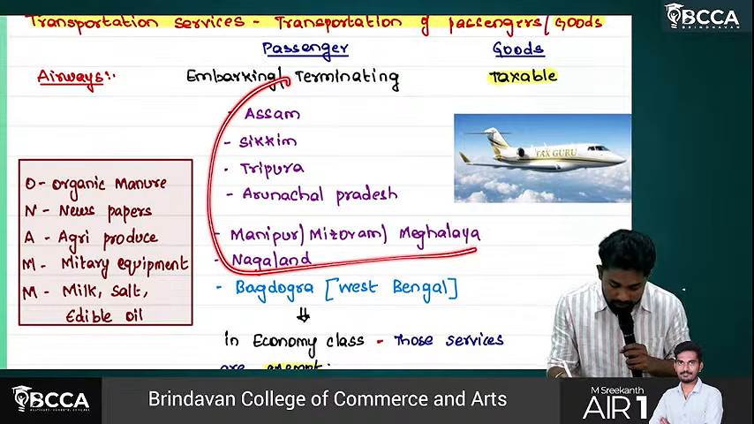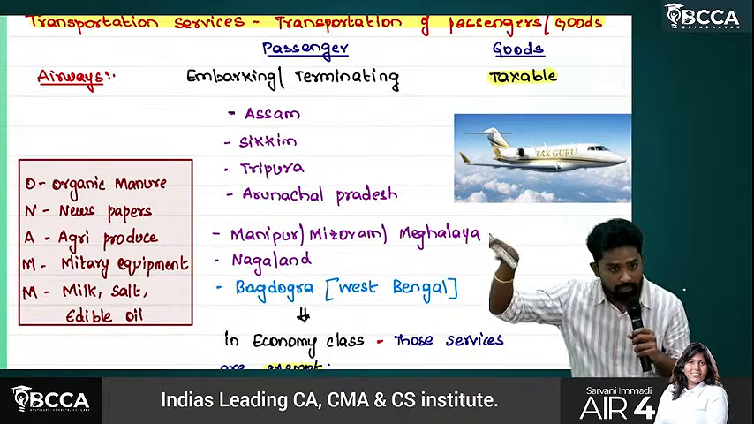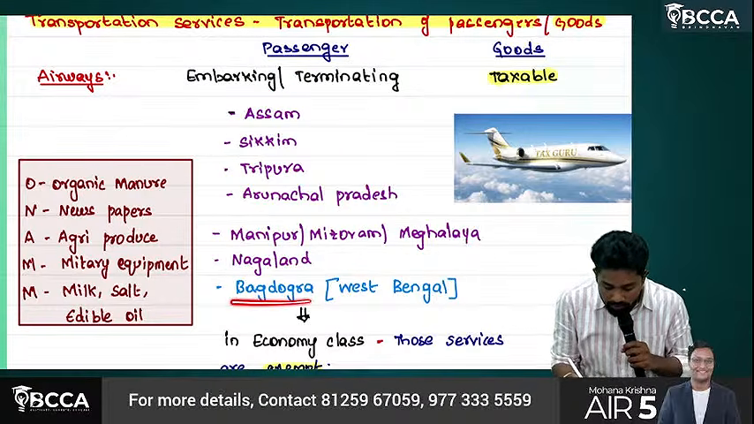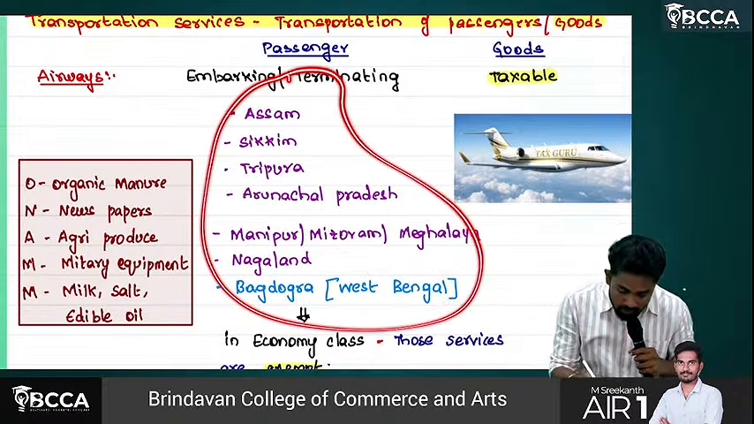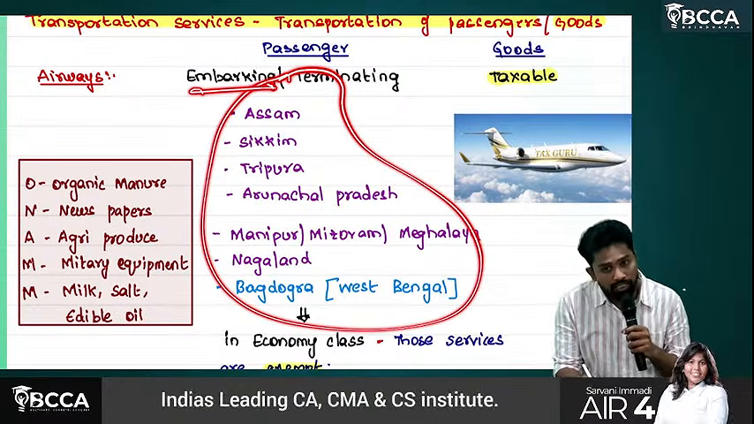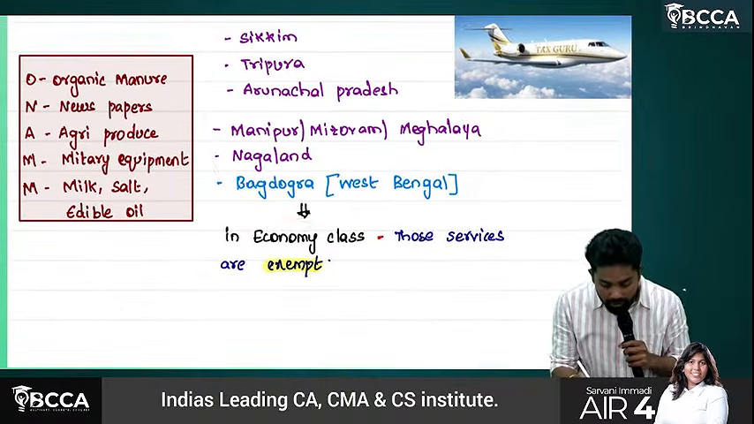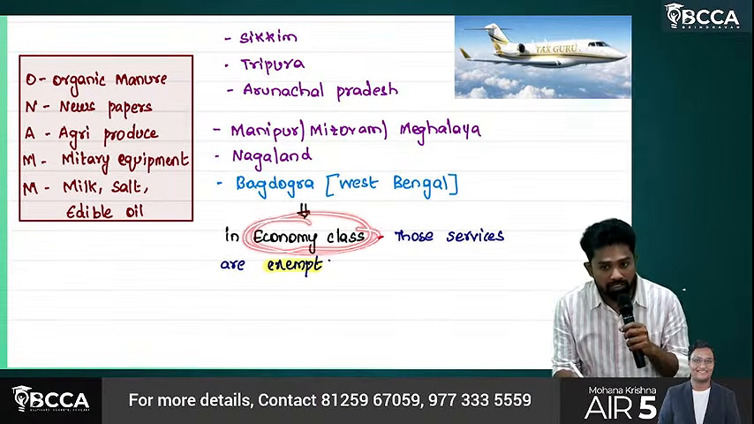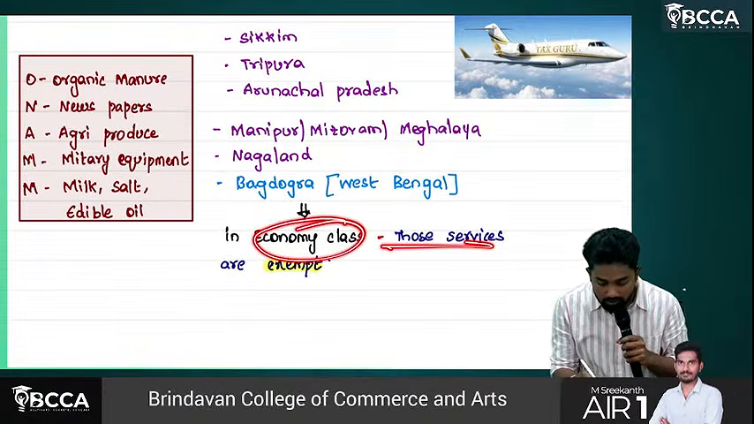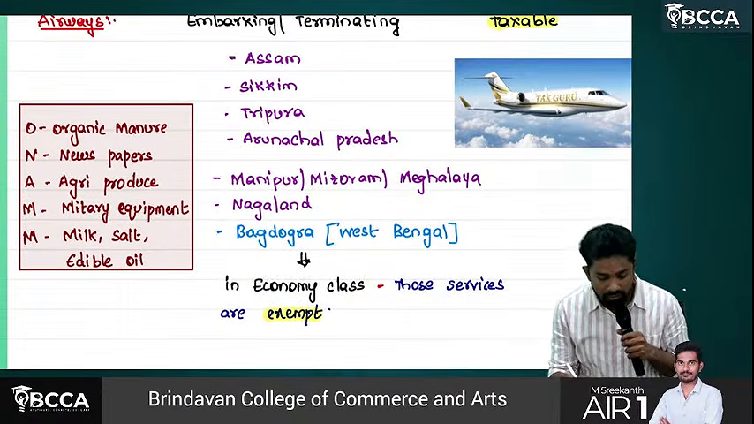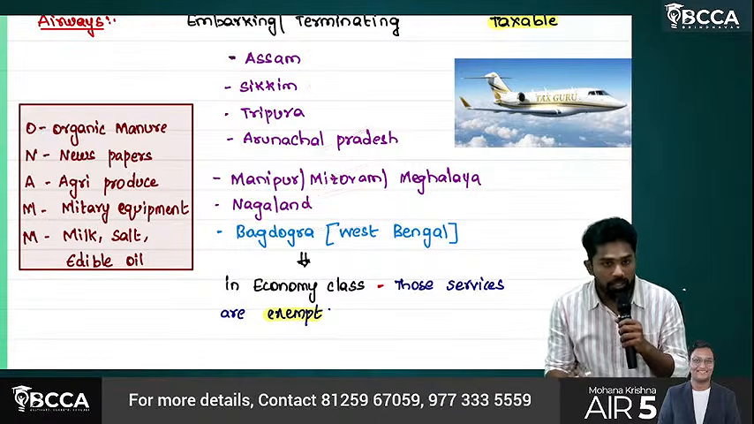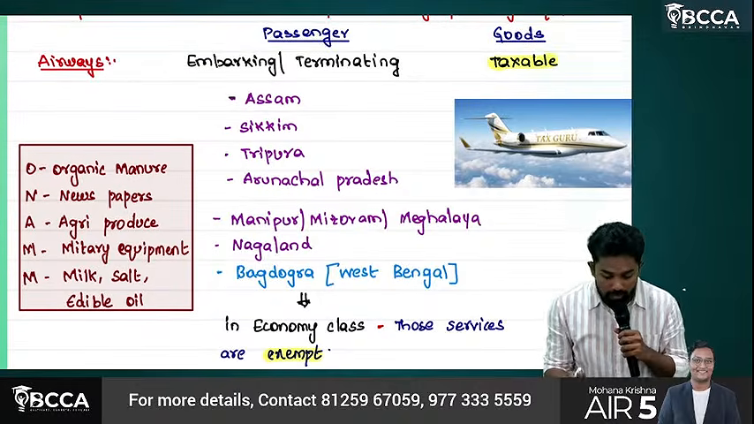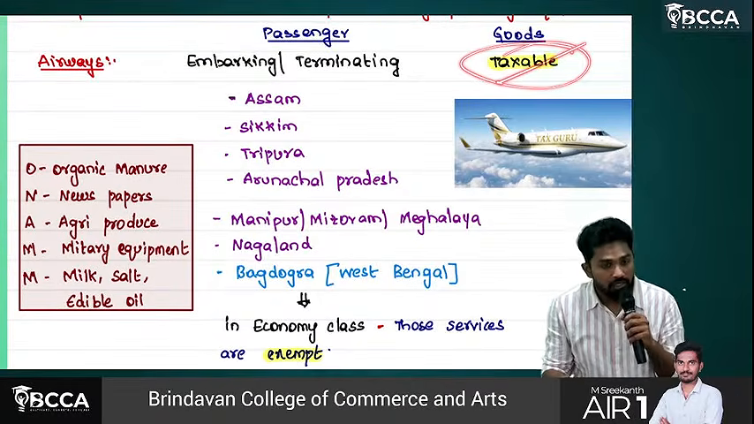So these are like the northeastern Himalayan belt. Okay, then Bagdogra, which is located in West Bengal. From these places if the aircraft embarks or terminates, and that too in economy class, not business class, then those services are exempted. Why? To improve air traffic from these places, the government has given an exemption here. And if it is goods transportation, taxable only.